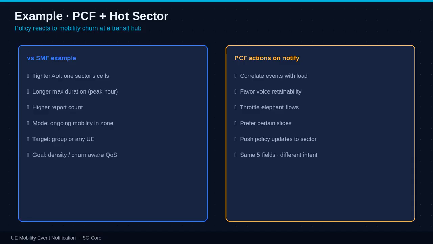The teaching contrast with the SMF example is intentional. Same five parameters, different type emphasis, tighter AOI, different reporting caps, broader target. The API is stable, the product intent lives in how you fill the fields.